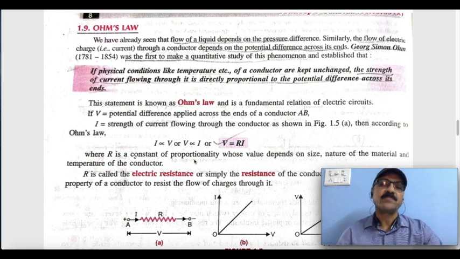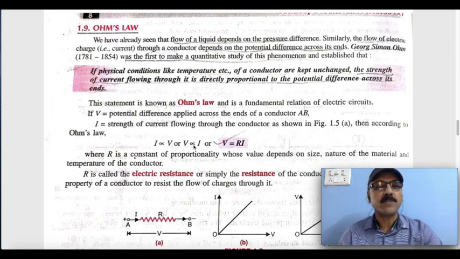The next one is a very important law, Ohm's law. According to this law, if the physical conditions like temperature of a conductor are kept unchanged, that is, remain constant, the strength of current flowing through it is directly proportional to the potential difference across its ends. So if V is the potential and I is the current, then V is directly proportional to I, or I is directly proportional to V.